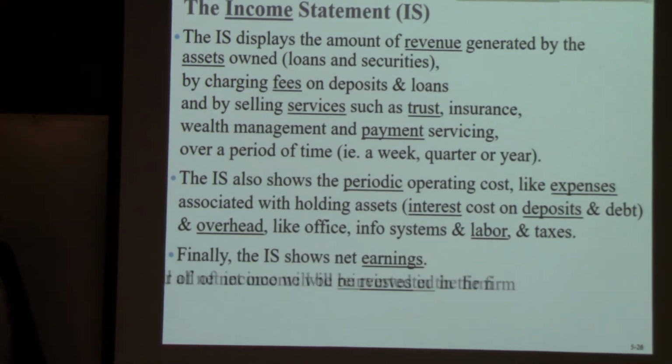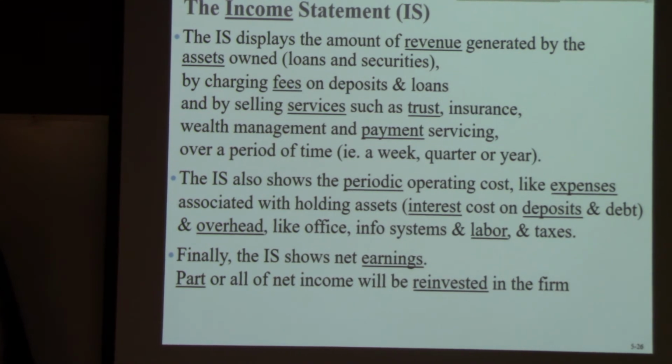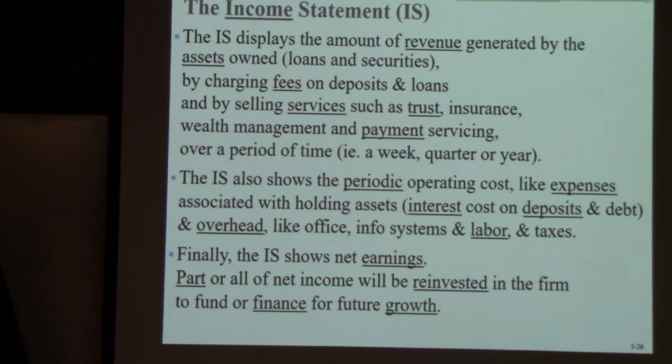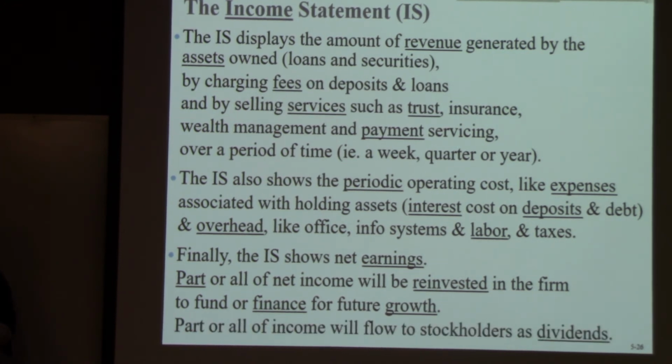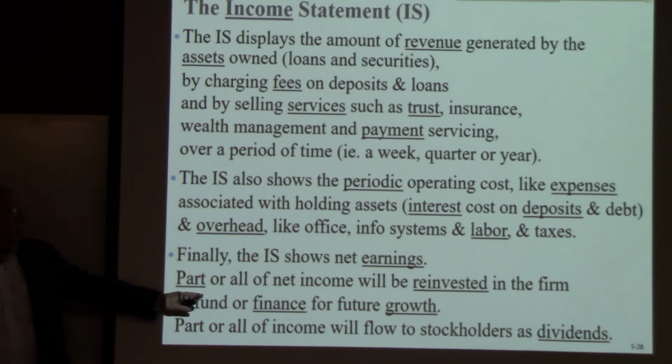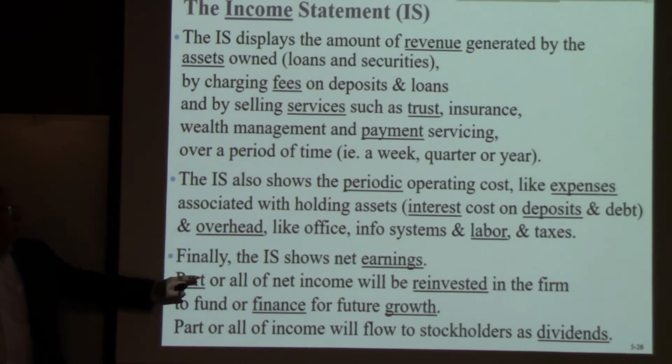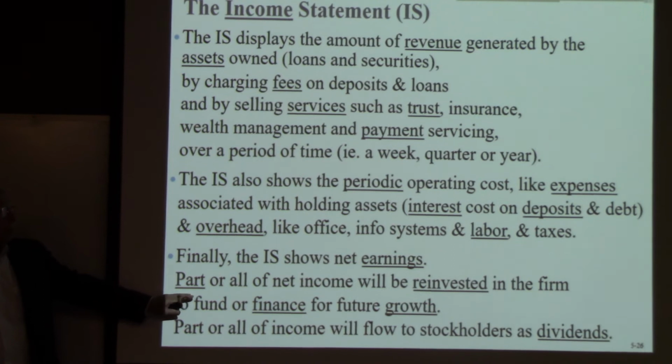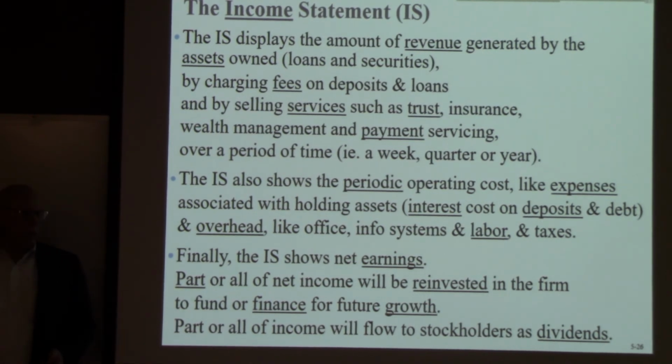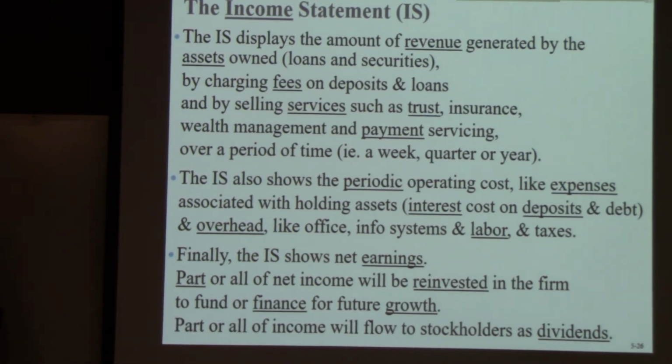All right, and then finally you have your net earnings. Part or all of net income will be reinvested in the firm to finance future growth. Some of it, the amount that's not saved to finance growth or to add to reserves, will go out in the form of dividends. And that's the way all companies operate.